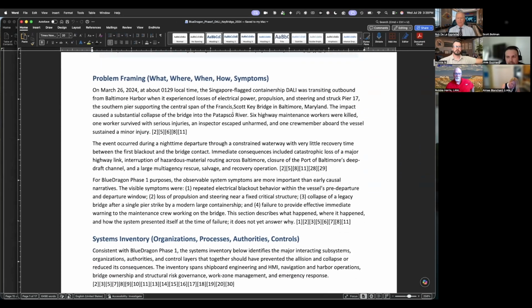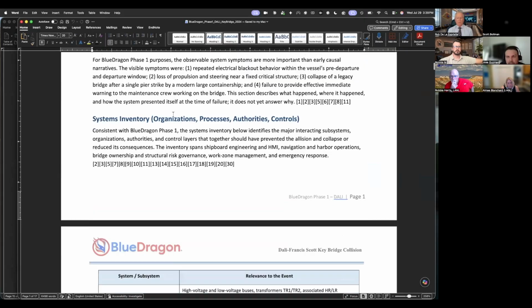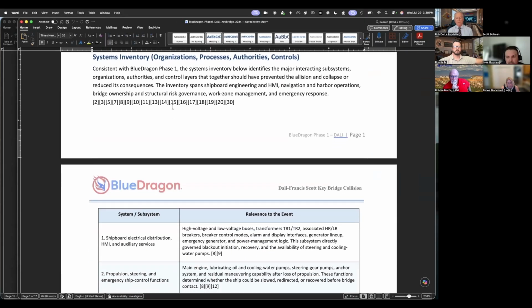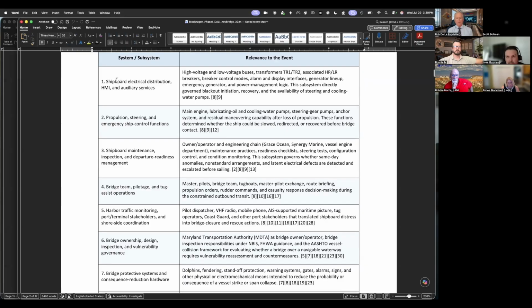So, and you see the references coming in here, right? So we've got the problem statement, the framing of the problem. We've got the systems inventory. And here it is, system and subsystems. Shipboard electrical. This is the Dolly ship, right?